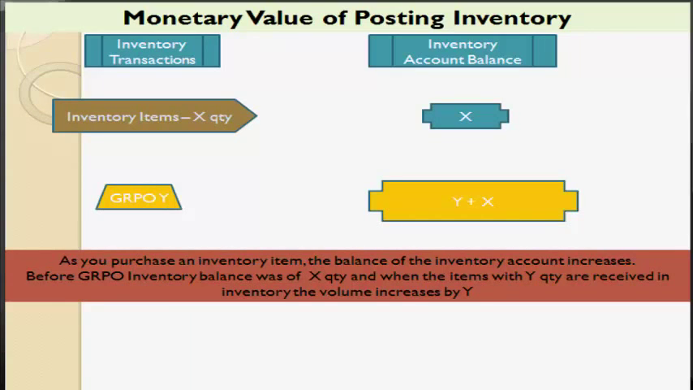Continuing to understand the monetary value of posting inventory. Assuming that you receive a quantity of Y items in your inventory and before you had X quantity, the inventory account balance will increase by Y. So as you purchase an inventory item, the balance of the inventory account increases. Before the GRPO, the inventory balance was X quantity, and when you receive the item of Y quantity, the inventory volume increases by Y.